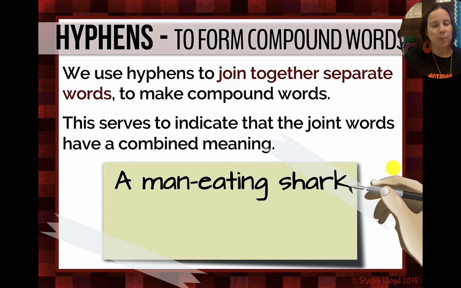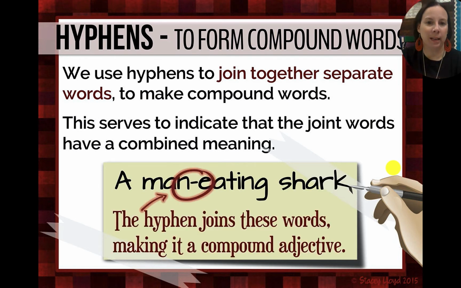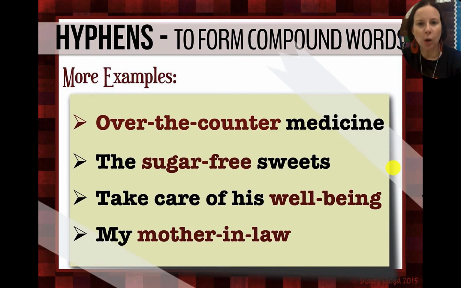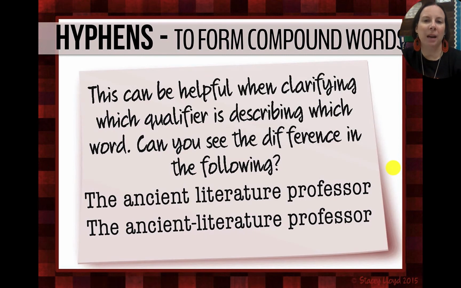So first, we discussed this when we talked about compound nouns way back, like the second week of school. Okay, so you're going to join together separate words to make a compound word. So they work together for combined meaning. So a man-eating shark. The hyphen joins these words together, making it a compound adjective that describes the shark. Over-the-counter medicines, the sugar-free sweets, take care of his well-being, my mother-in-law. Okay? It can be helpful when clarifying which qualifier is describing which word.